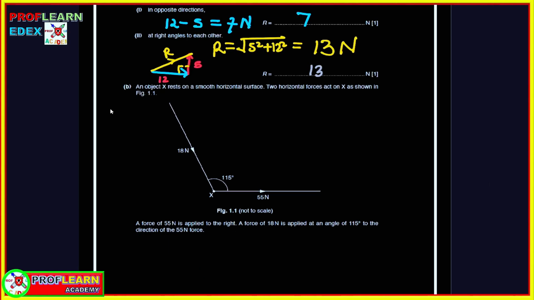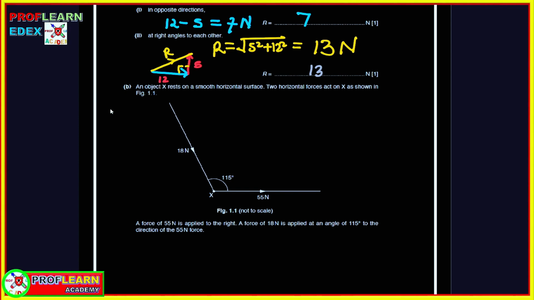Now, we are told that an object X rests on a smooth horizontal surface. Two horizontal forces act on X as shown in the figure. A force of 55 newtons is applied to the right, and a force of 18 newtons is applied at an angle of 115 degrees to the direction of the 55 newton force. Then we are supposed to work out the resultant force, whereby we are supposed to use resolution of forces or a scale diagram to show the magnitude of the resultant force is approximately 65 newtons.